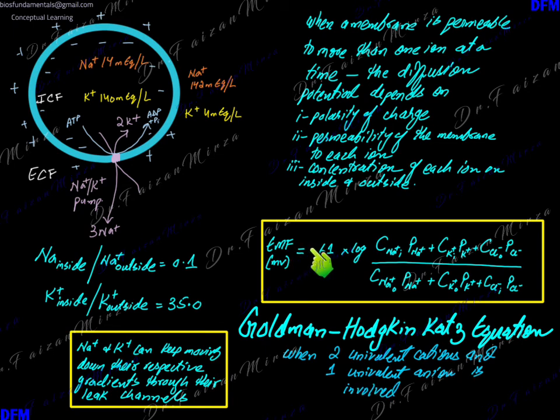So this is calculated by using the formula minus 61 times log of this particular value. What is this? We take the concentration of sodium outside, divided by the concentration of sodium inside, multiplied by the permeability of sodium. This we deal with sodium. We add this to the concentration of potassium outside, multiplied by the permeability of potassium, divided by the concentration of potassium inside. Add it to the concentration of chloride inside, multiplied by the permeability of the chloride ion, divided by the concentration of chloride ion outside.